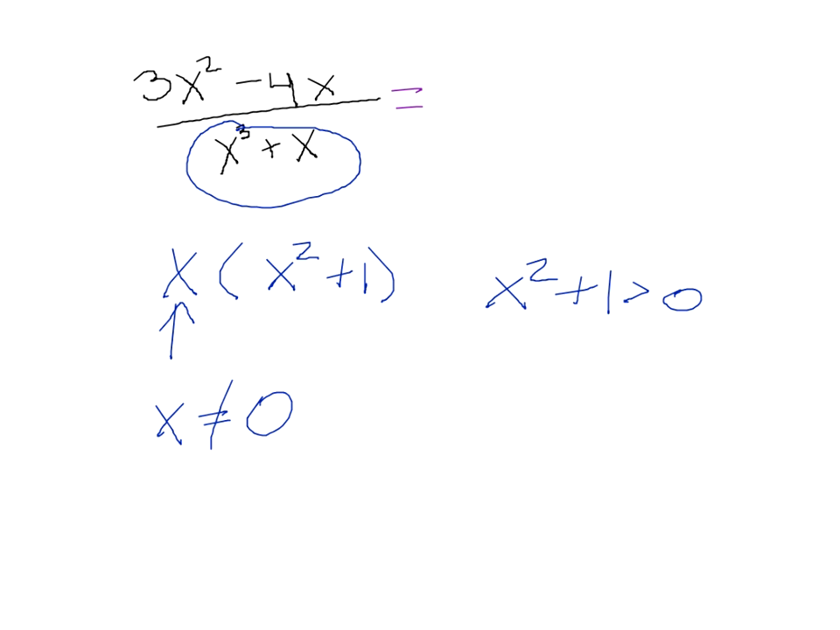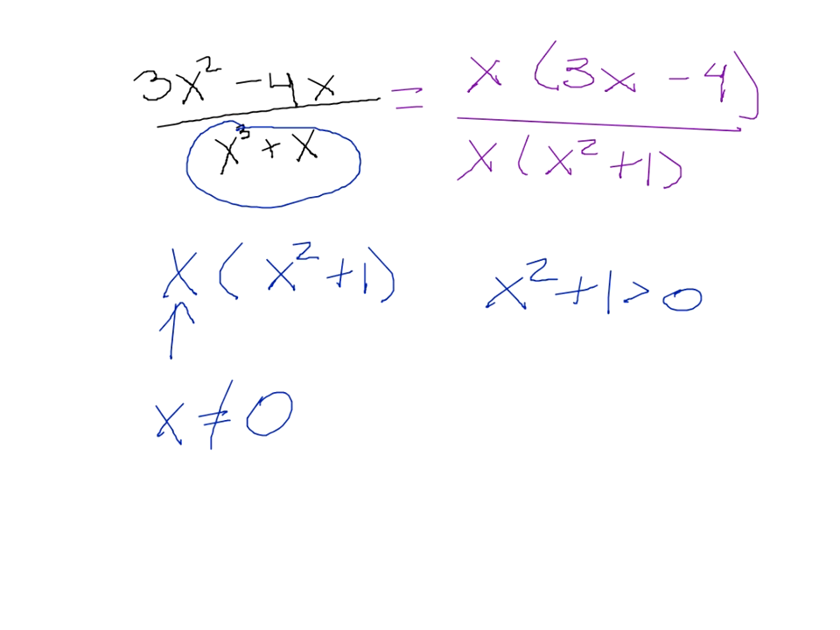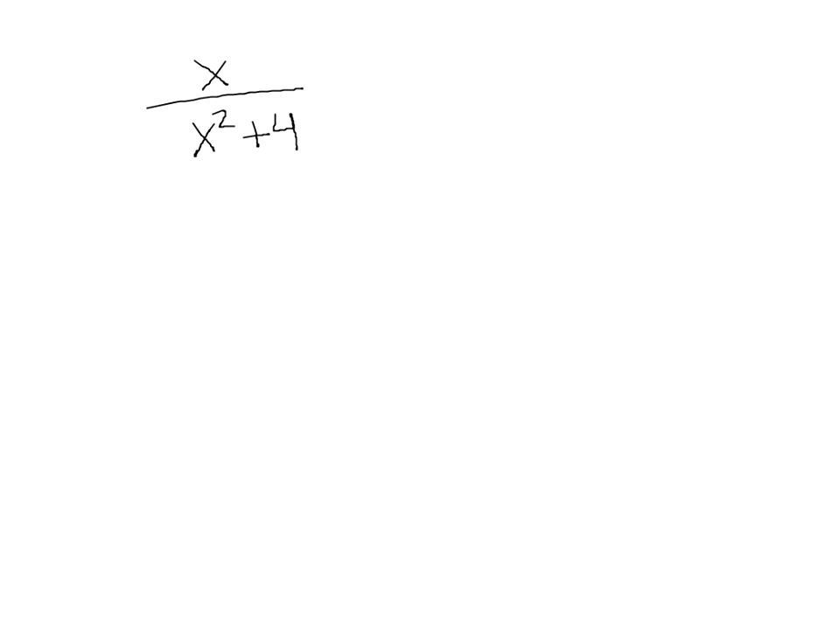Okay, so now I want to simplify it. So up here, I can factor out an x. So that's going to leave me with 3x minus 4. Down here, I can pull out an x. I already factored it, so x times x squared plus 1. And those x's cross off. This is the simplified expression, but x can still not equal 0, because we go back to the original function to look at that.